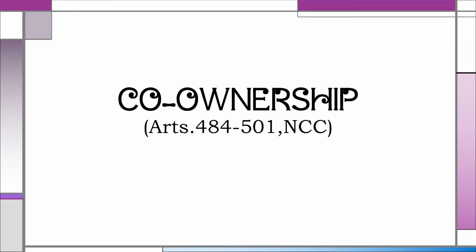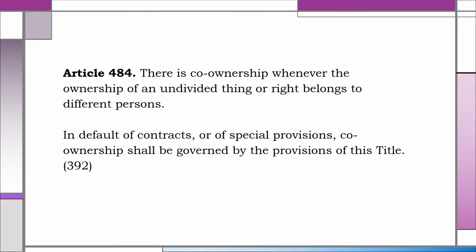This is a discussion on co-ownership as provided under Articles 484 to 501 of the New Civil Code. Article 484. There is co-ownership whenever the ownership of an undivided thing or right belongs to different persons. In default of contracts or of special provisions, co-ownership shall be governed by the provisions of this title.